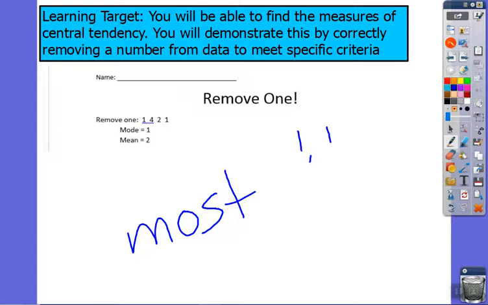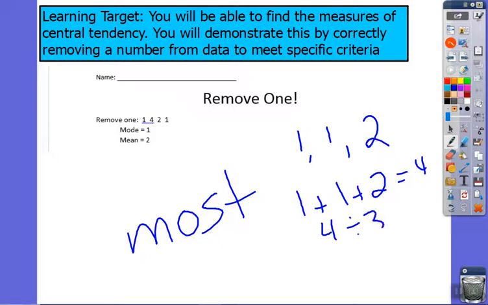So let's try keeping the 2. What would be the mean of that? We would add up 1 plus 1 plus 2, which comes out as 4. We would divide by how many numbers, and there are 1, 2, 3 numbers here. 4 divided by 3 is not 2. Okay, so we wanted to keep the 2 1s.